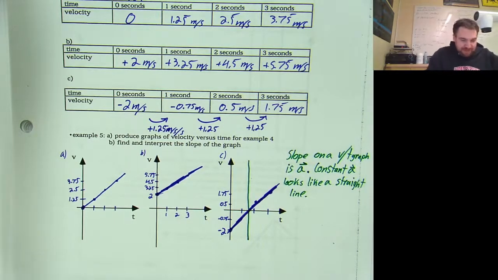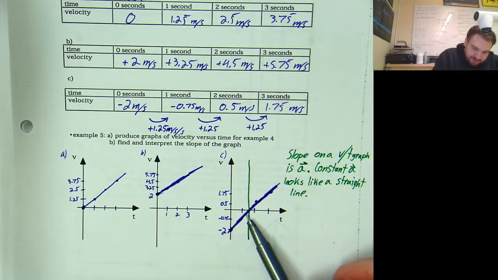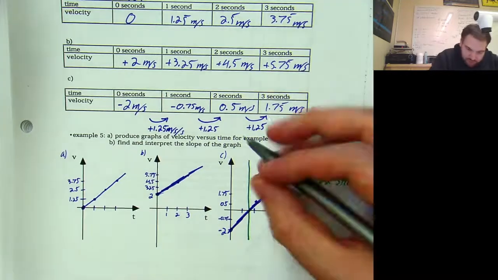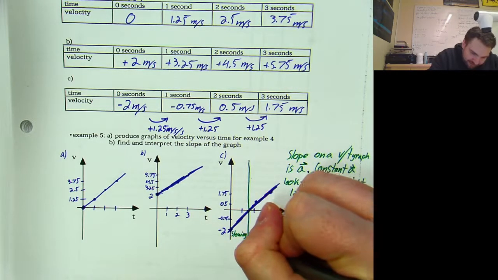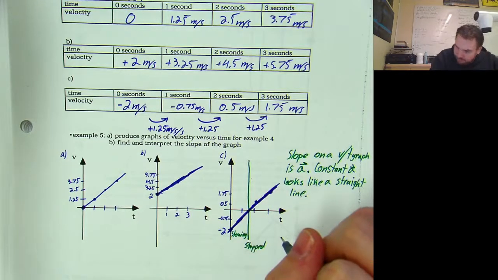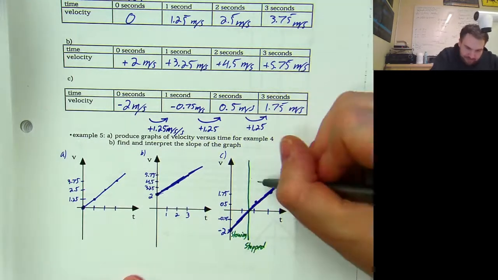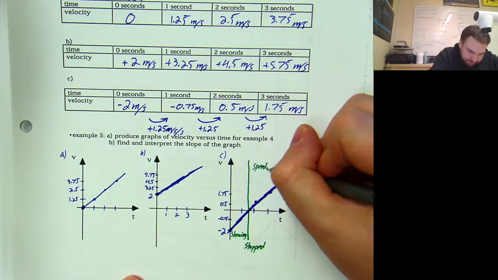So let's take a look at what's happening in this case here, C. At this point, I've got a constant positive acceleration for a negative velocity. So here it's slowing down. Right here, at that line, this object has stopped. And over here in this section, you've got an object that's speeding up.